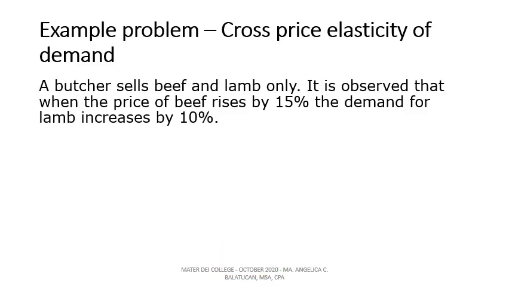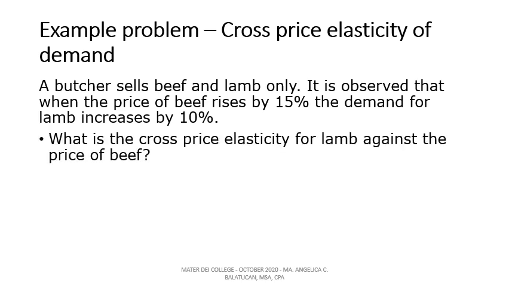So let us compute the cross-price elasticity. Given here is a problem. A butcher sells beef and lamb only. It is observed that when the price of beef rises by 15%, the demand for lamb increases by 10%. So what is the cross-price elasticity for lamb against the price of beef?